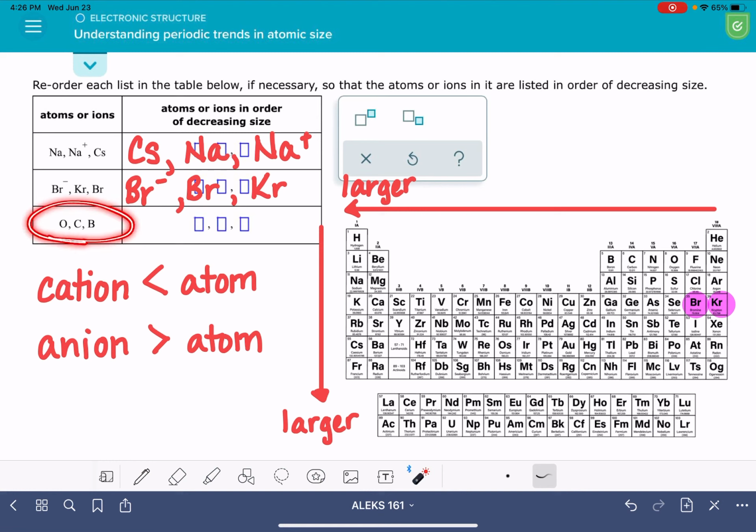For the last set, I just have three atoms. I don't even have any ions there. So let's find those. I have oxygen, I have carbon, and I have boron. This one's pretty easy because I don't have to think about the size of the ions. Boron is furthest to the left, so it's the biggest, and then carbon, and then oxygen.